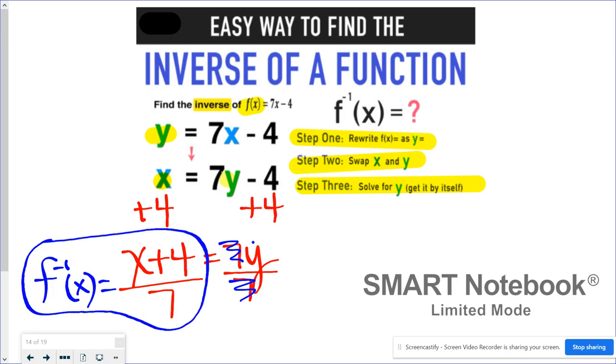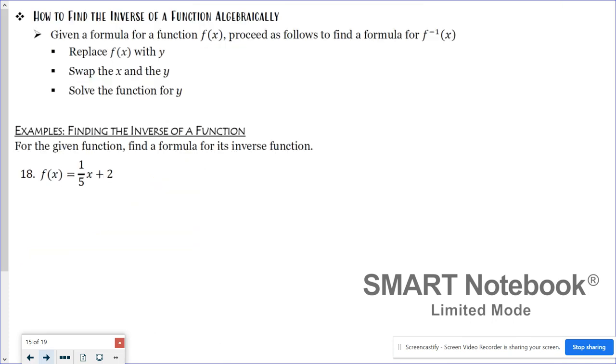So let's take a look at some additional examples. But 3 simple steps to find the inverse of a function. Step 1, replace f of x with y. So here I go. Easy. Step 2, swap the x and the y. If I do that, I'm going to get x equals 1/5 y plus 2. Easy. Step 3, solve the function for y. So my goal is to get this y value all by itself. Keep your eye on the prize.